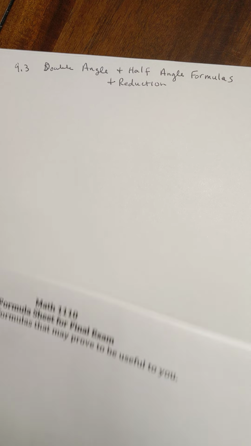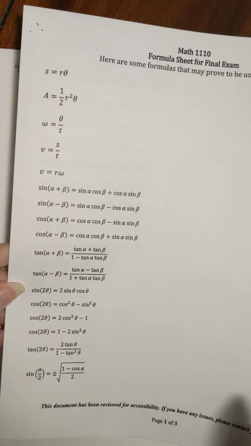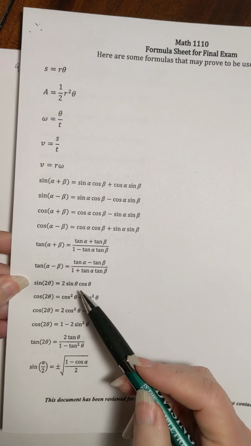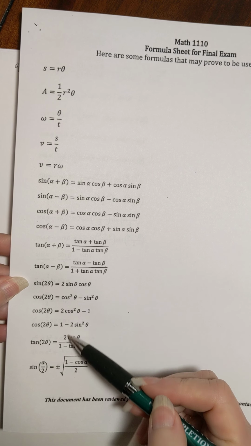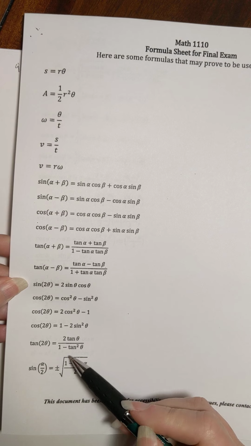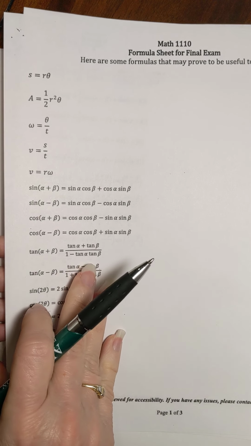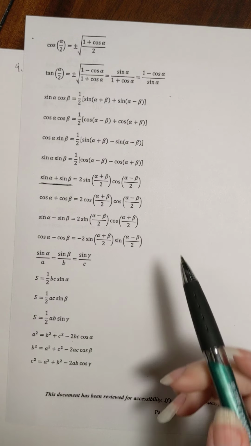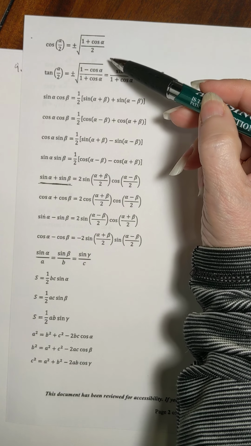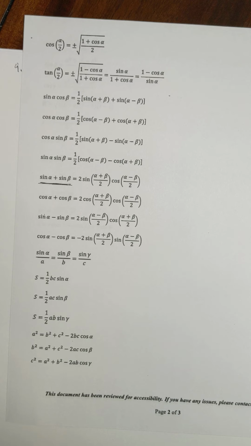So here on the formula sheet, on the first page, here are the double angle formulas. And then it starts the half angle formulas, and you can see the plus or minus there. And then on the top of the second page, we continue with the half angle formulas. So these are the formulas that you're going to need to know for this section.